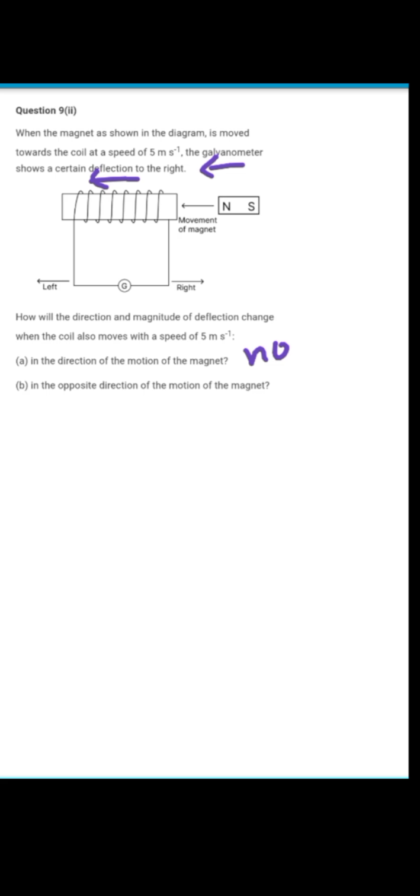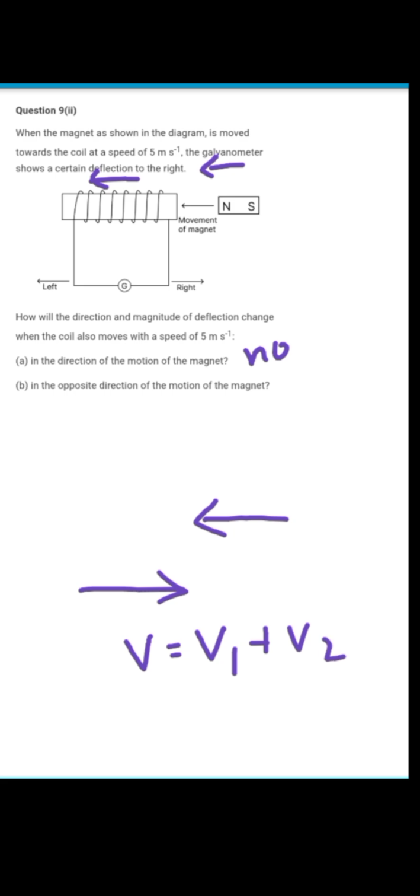In the opposite direction of motion of the magnet. So now the magnet is moving in this direction and the coil is moving in this direction. They are moving in the opposite direction. So what is happening to the velocity? We are summing up the velocity. The total velocity of the system will be the sum total of their velocities, since they are moving in the opposite direction now. The deflection will remain in the same direction, but the amount of deflection will increase because both of them are moving with a larger velocity.